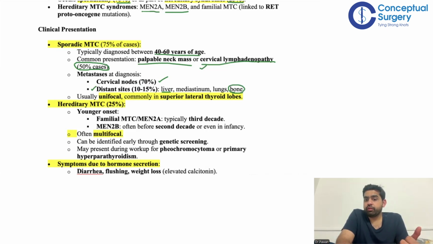So in the bones, what kind of metastasis do we get? Please remember here, what we get is an osteoblastic metastasis. In the bones, what you basically get is an osteoblastic metastasis. Please remember this.